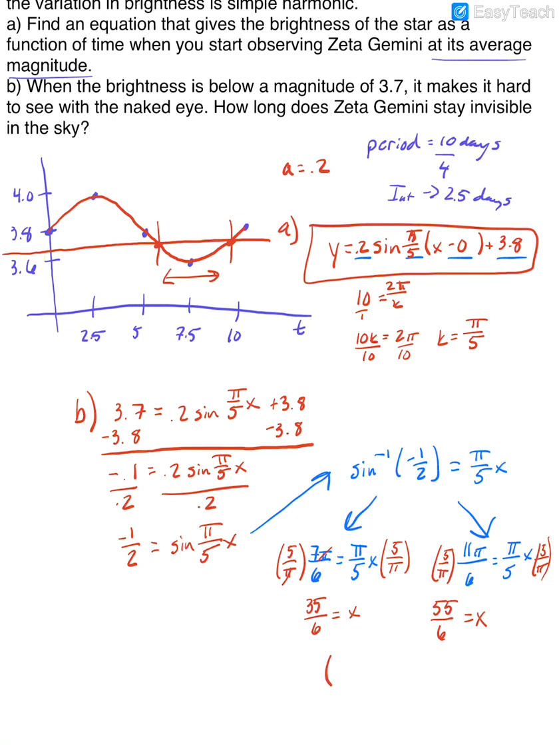35/6 in the calculator is about 5.83 repeating days. And then you can start seeing it again after 9.16 repeating days. And that would be your answer.